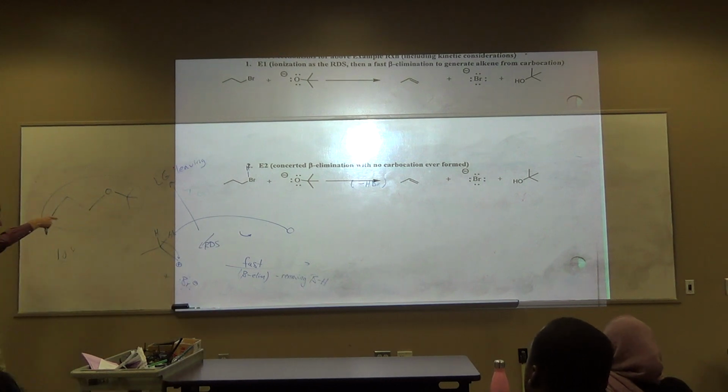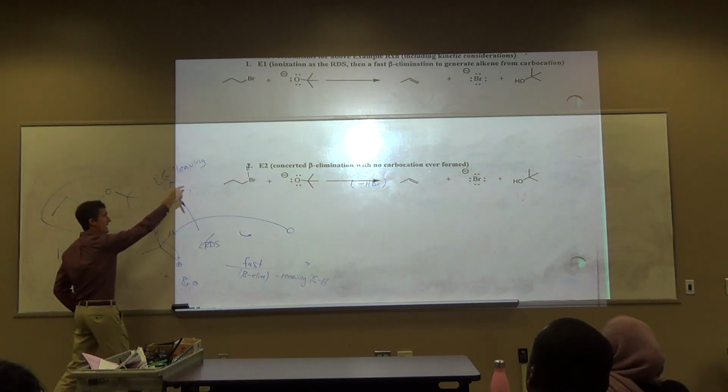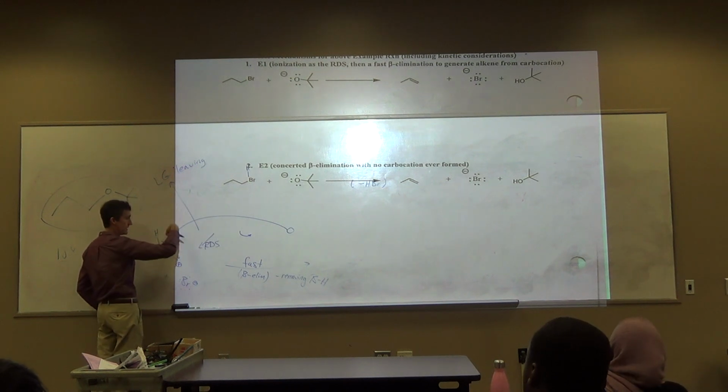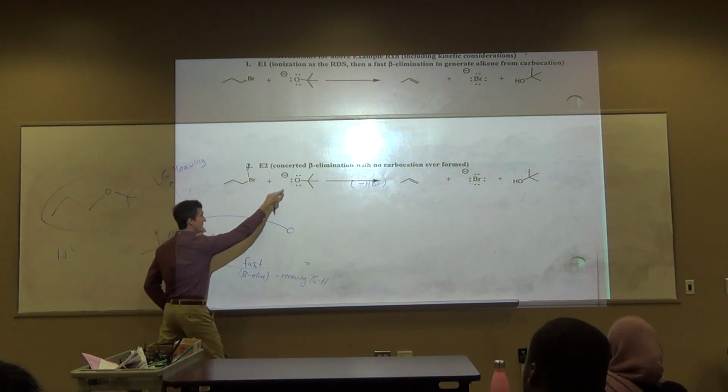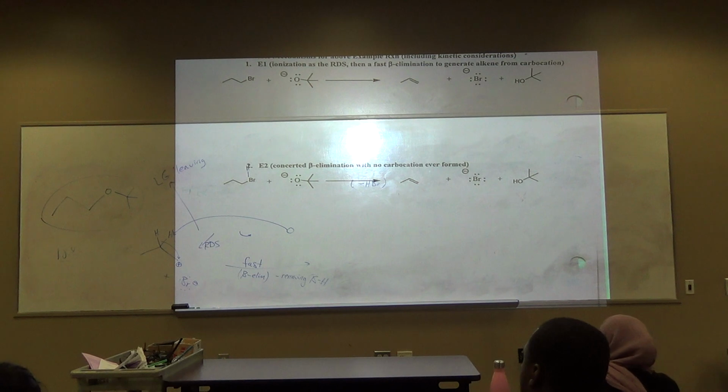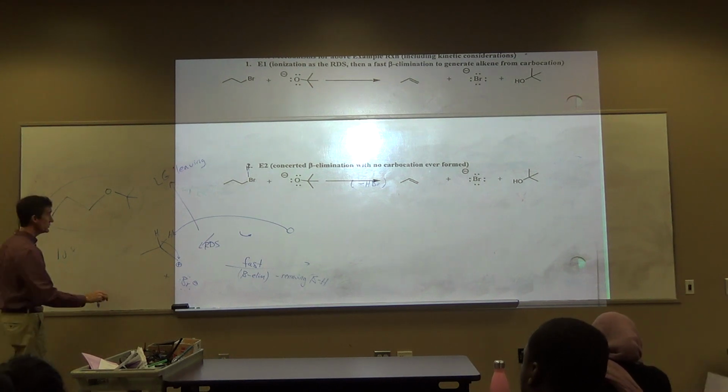By the way, how many of these reactants was involved in this rate determining step? One. Was this thing involved in the rate determining step in the mechanism we did? No, that's why it's not E2. It's only E1. Let's try E2.